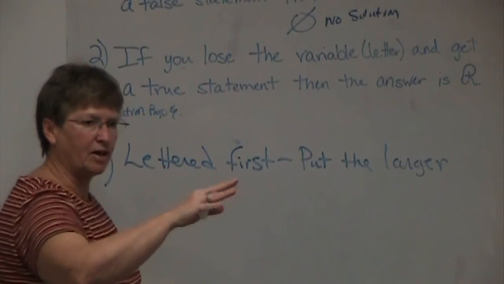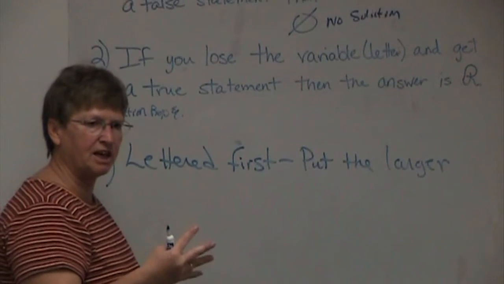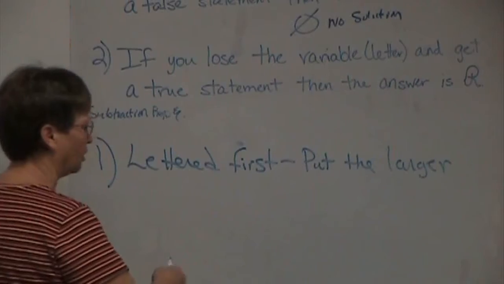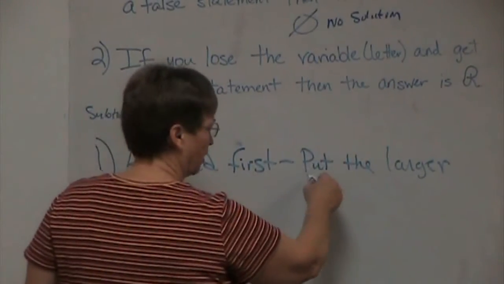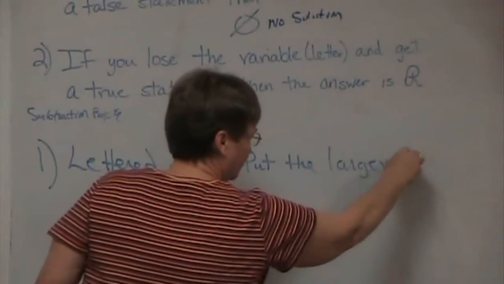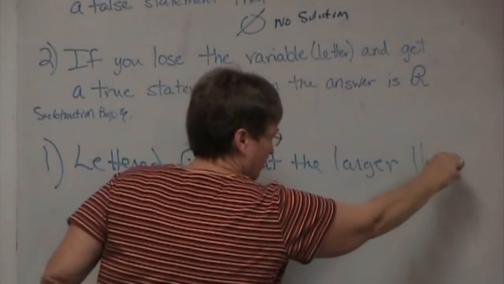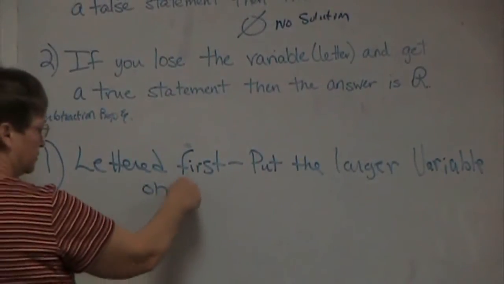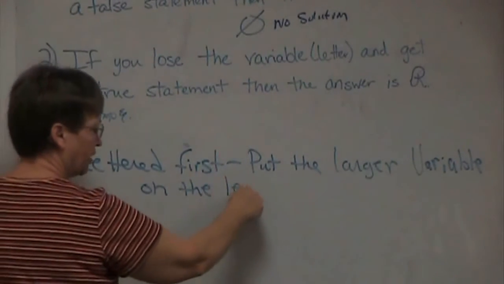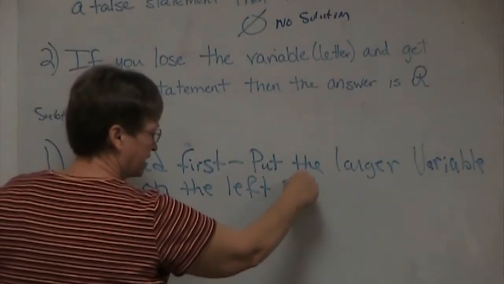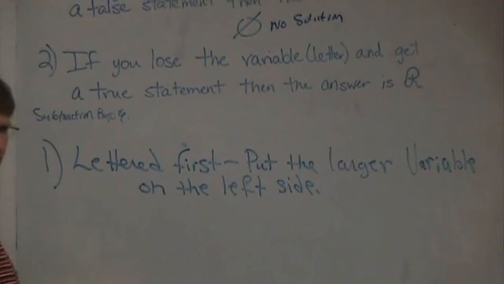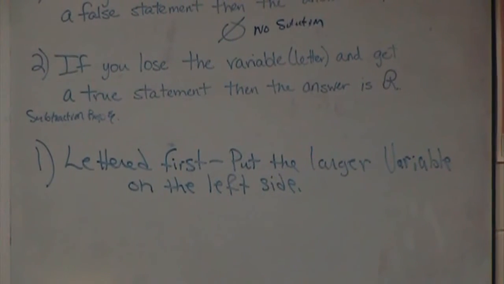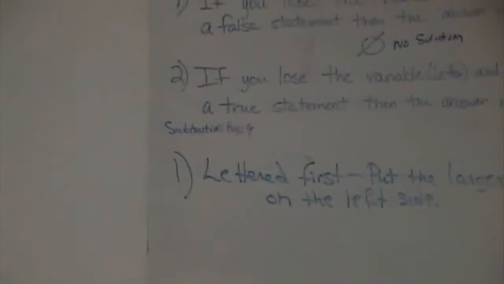Okay? Now, is that a rule? No, that is again a hint. And why do we do that? So we can stay positive and you don't have to work with negatives. Put the larger variable on the left side. These are just hints to help you. These are not steadfast rules. Did Algebra 2 do it that way? Some do, some do not.